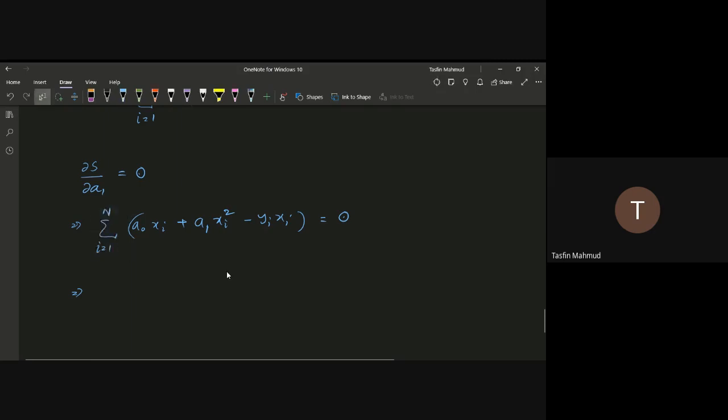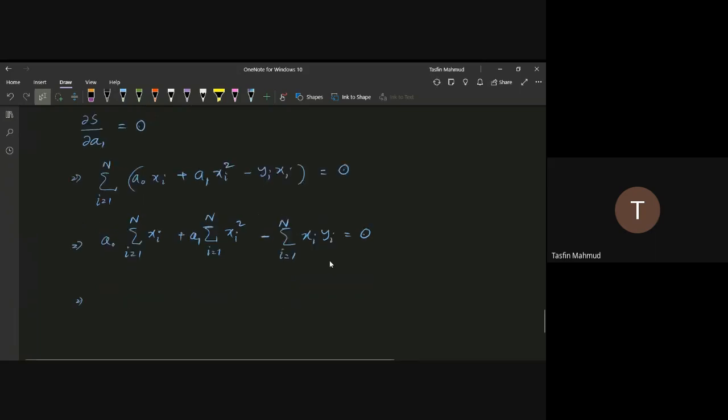So for the first term we will get a naught times summation from i equals 1 to n of xi. As a naught is a constant, I'm just going to take it out of this summation. Then for the second one we can write a1 as the constant, and here would be the summation of xi square, and the third term, summation of xi yi, would be equal to 0.